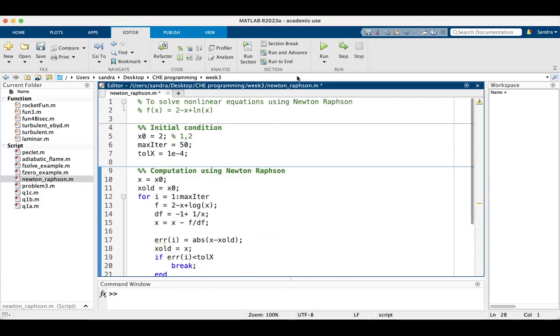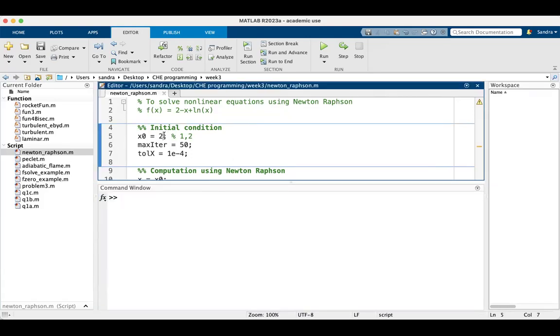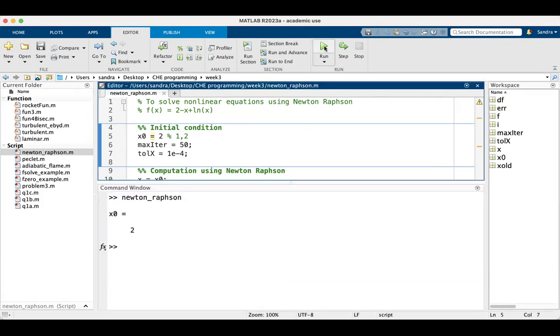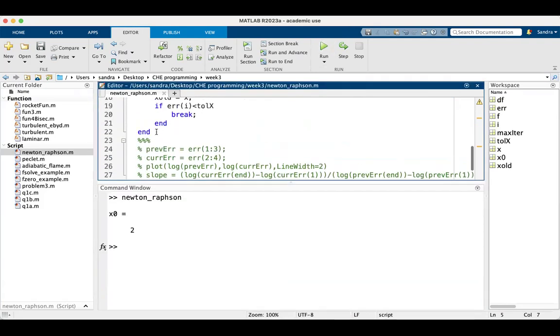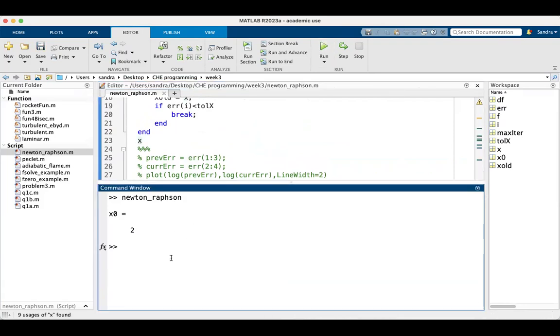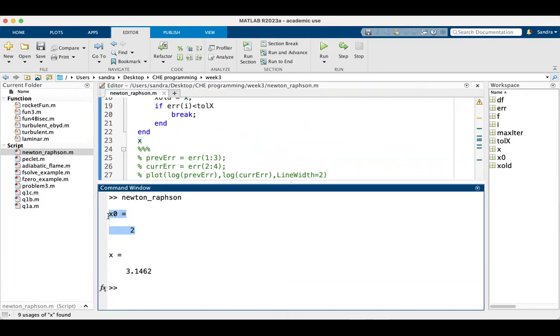Now let me just run and show you what this value gives. Remember my x0, my initial guess, was 2. Now I'll run this, and let me just type the final x value here. Clear, CLC, and I'm again running this. You will see when I give x equal to 2, my final x value is 3.1462. If you remember, that is our second solution that we had.